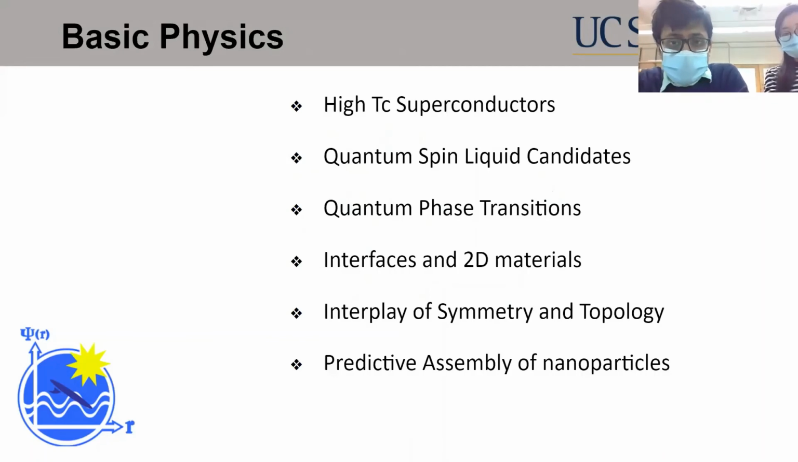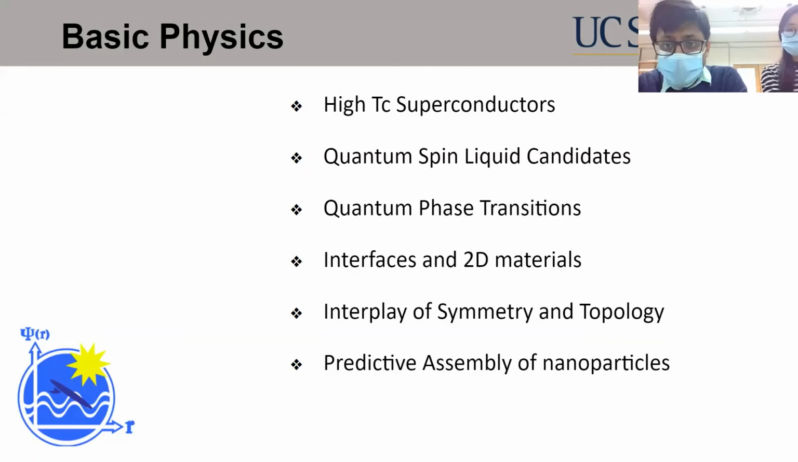The things that we study in basic physics are high temperature superconductors, that I have shown an example of, quantum spin liquid candidates, quantum phase transitions. We study interfaces and 2D materials. We study the interplay of symmetry and topology. We also study predictive assembly of nanoparticles. These are all the basic physics phenomena.